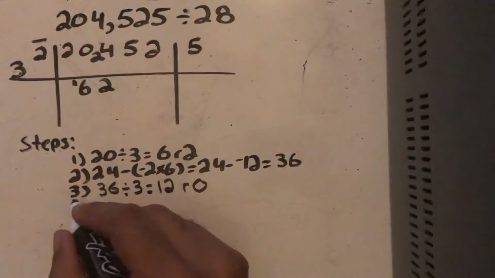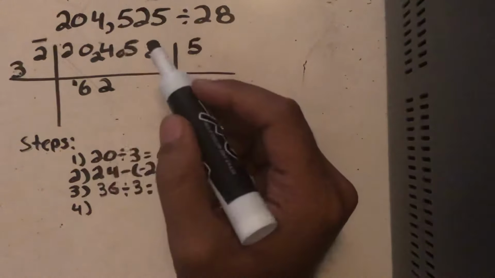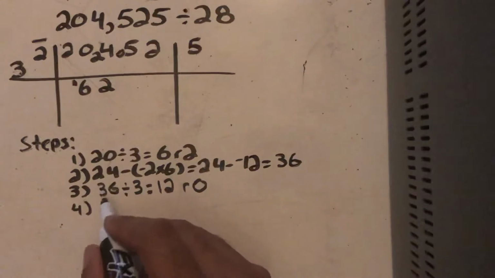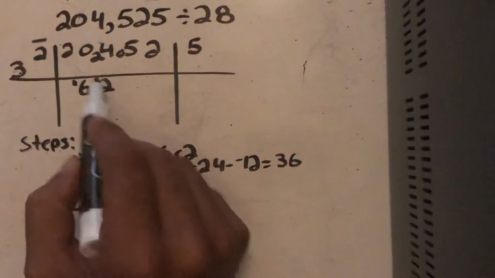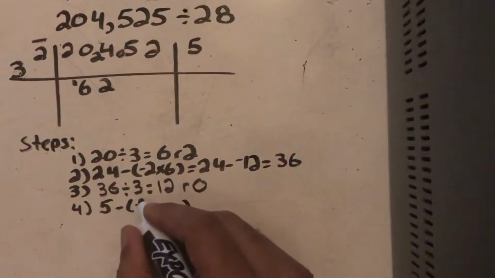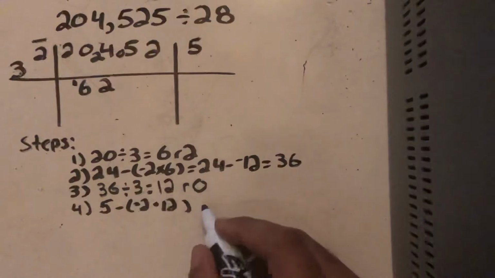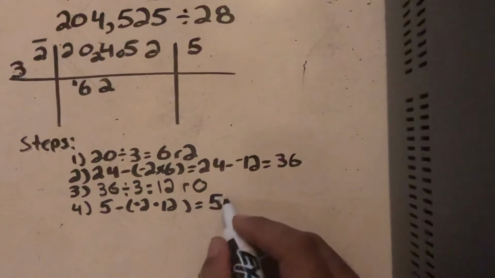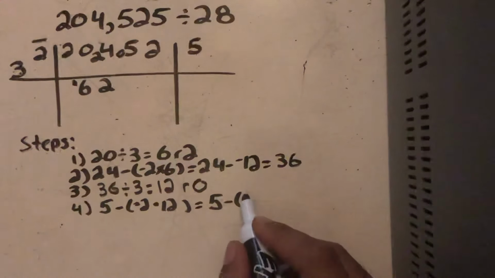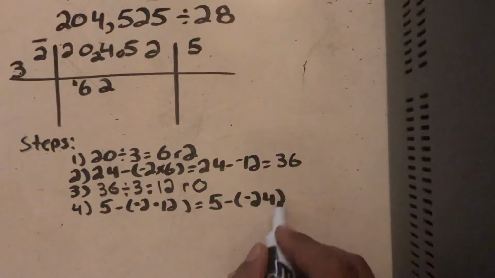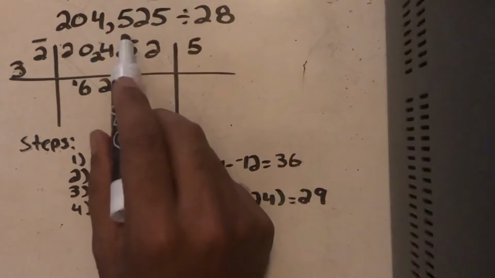Now, this part's a little tricky, so pay attention. This is a remainder of 0 here, so I can put a 0 here. I'm going to take my 5, and I'm going to make the adjustment. But we can't just multiply this times this. I have to say negative 2 times 12. Negative 2 times 12. So what is that? That's 5 minus negative 2 times 12, which is negative 24. So I get 29. Okay? So my adjusted dividend figure here is going to be 29.